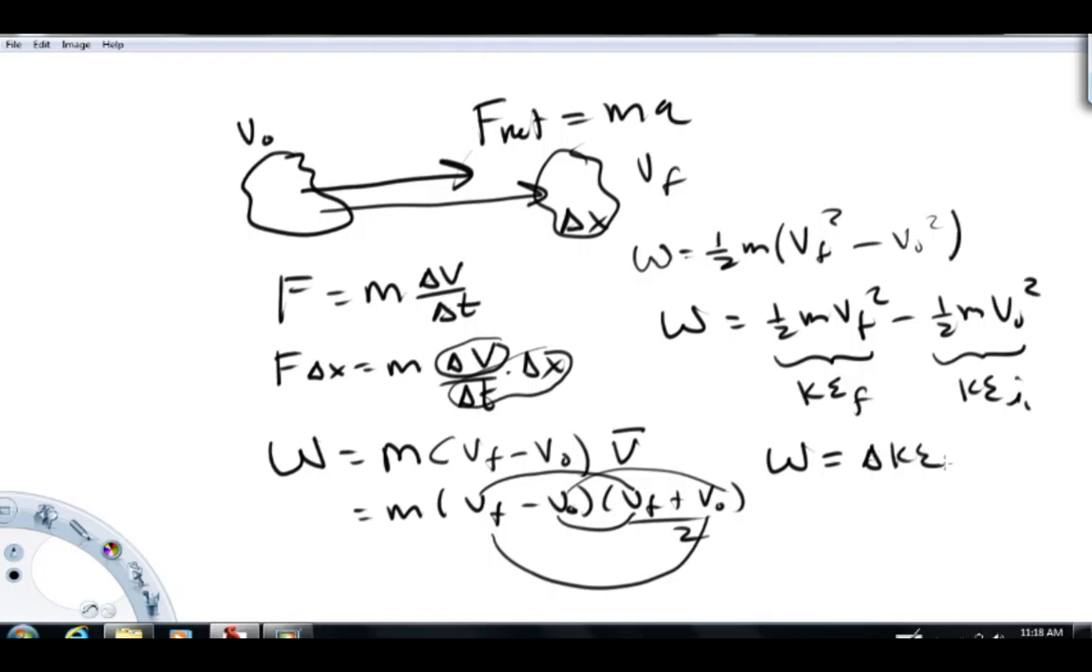So this equation basically is saying the work done on the system is equal to the change in kinetic energy of the system. So I'm going to take a moment, pause this, clean the board up, talk a little bit more about kinetic energy and this equation here. So just give me a moment.